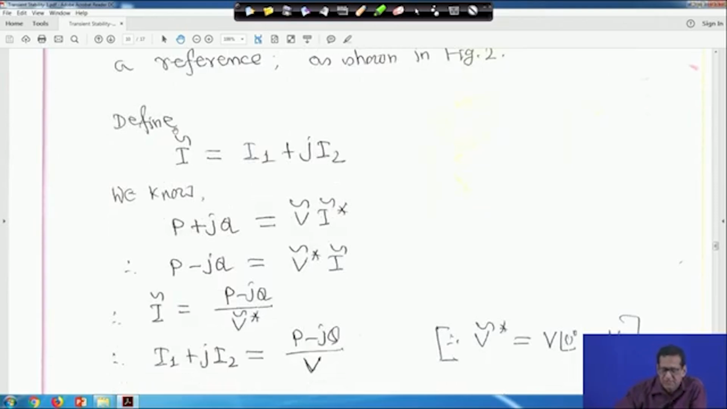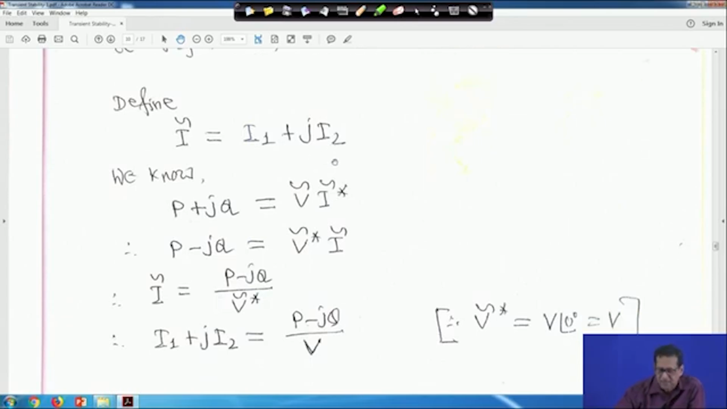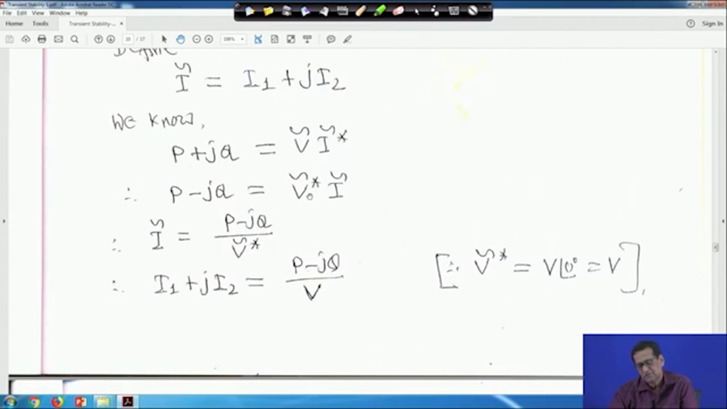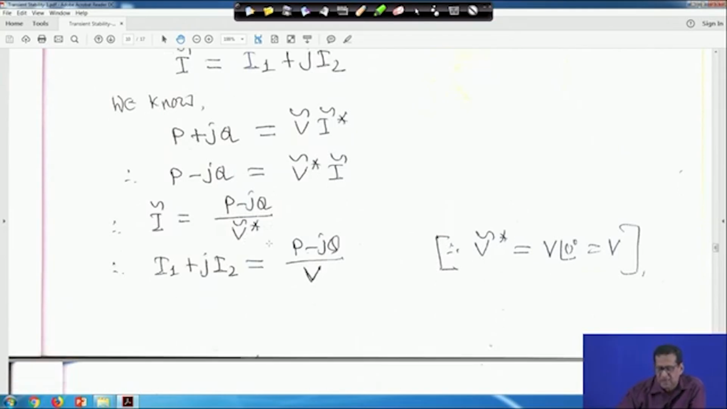So, now define I tilde is equal to I1 plus jI2. So, this is the real part and this is the imaginary part, right. Now, we know P plus jQ is equal to V tilde I tilde conjugate, or P minus jQ is equal to V tilde conjugate into I tilde.